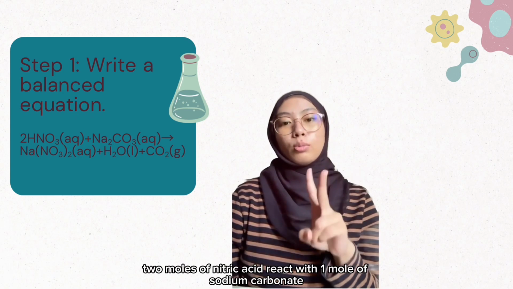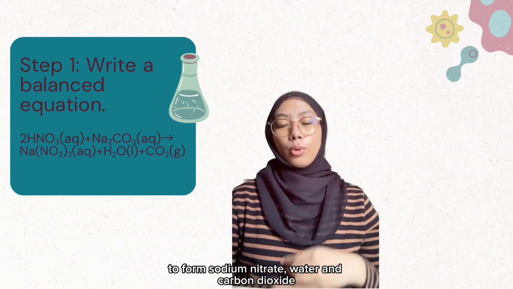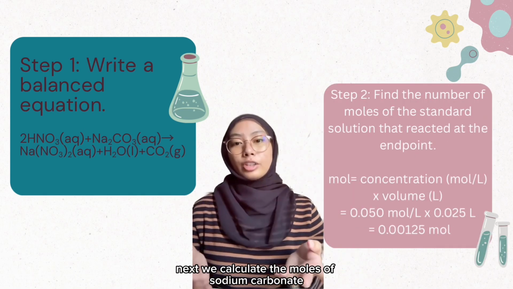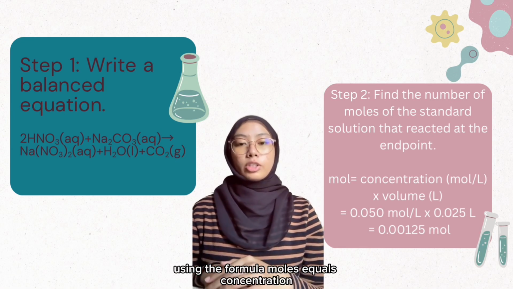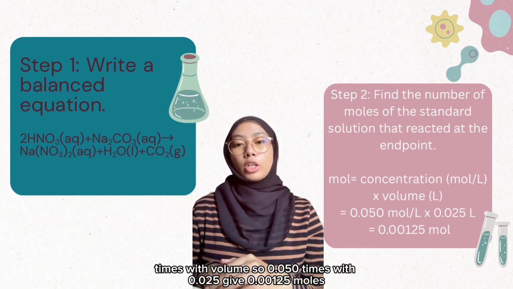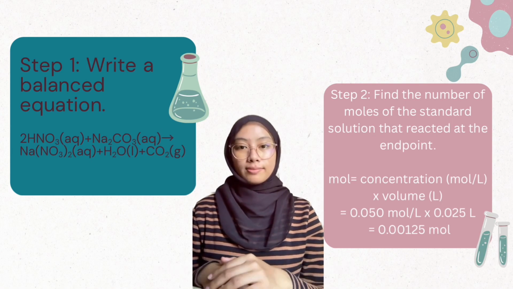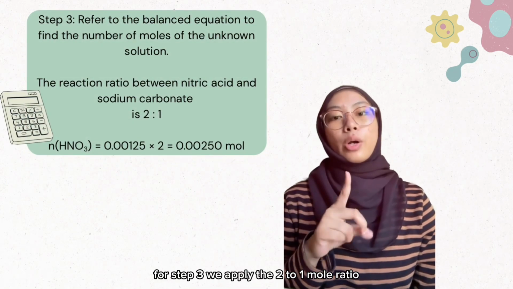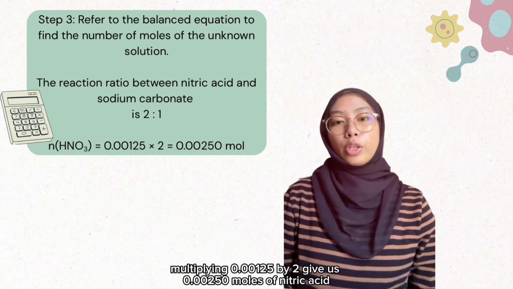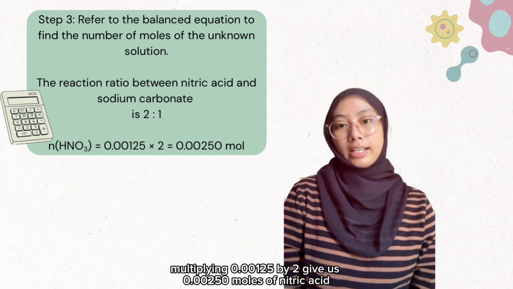It shows that 2 moles of nitric acid react with 1 mole of sodium carbonate to form sodium nitrate, water and carbon dioxide. Next, we calculate the moles of sodium carbonate using the formula moles equals concentration times volume. So 0.050 times 0.025 gives 0.00125 moles. For step 3, we apply the 2 to 1 mole ratio. Multiplying 0.00125 by 2 gives us 0.00250 moles of nitric acid.